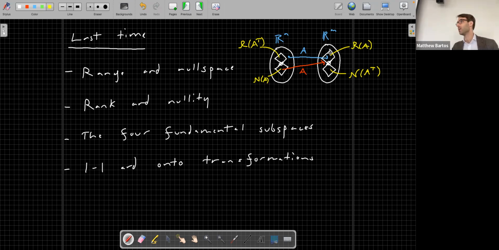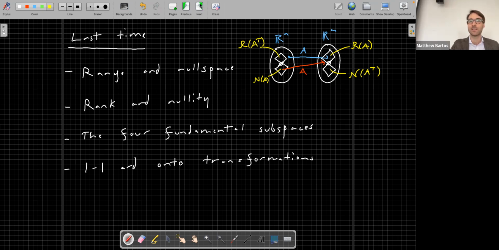We also talked about one-to-one and onto transformations. One-to-one means every vector in the domain maps to a unique element in the codomain. Onto means that every vector in the codomain can be reached through our transformation A. All right, so these are important concepts.